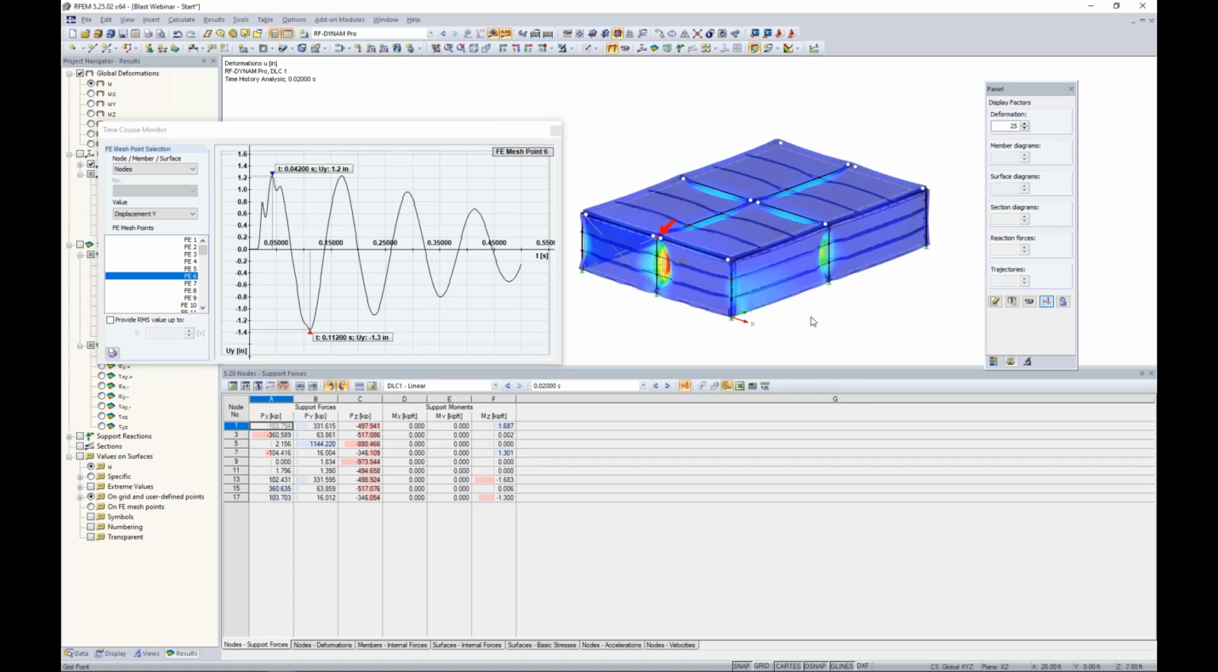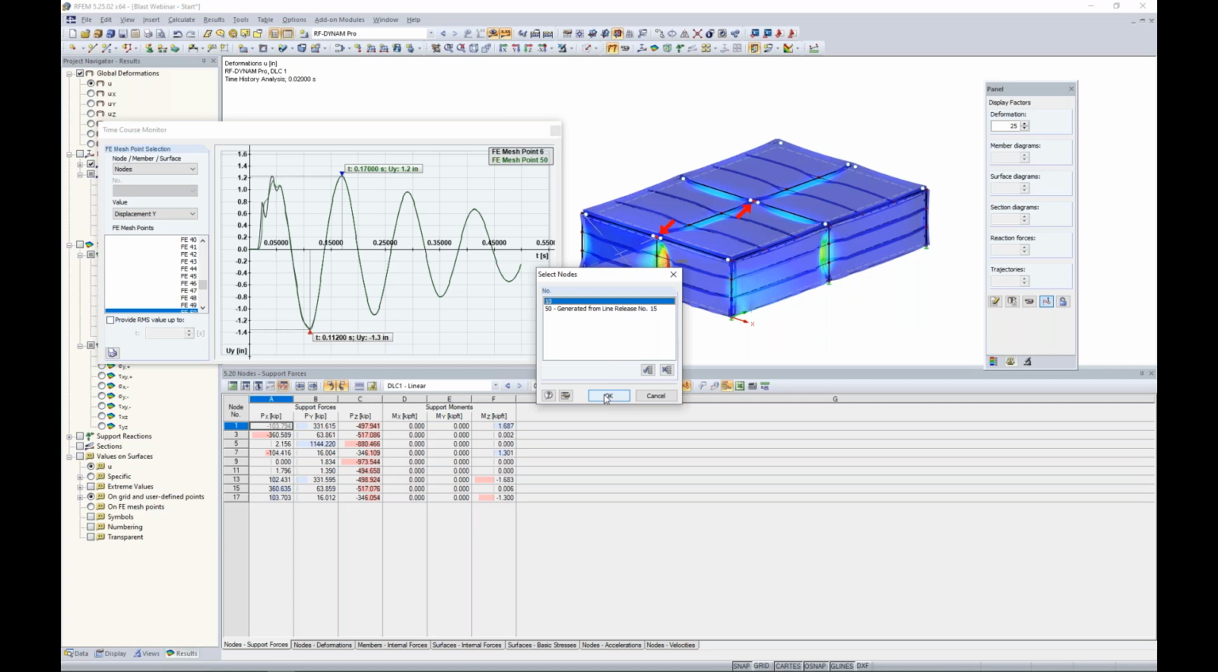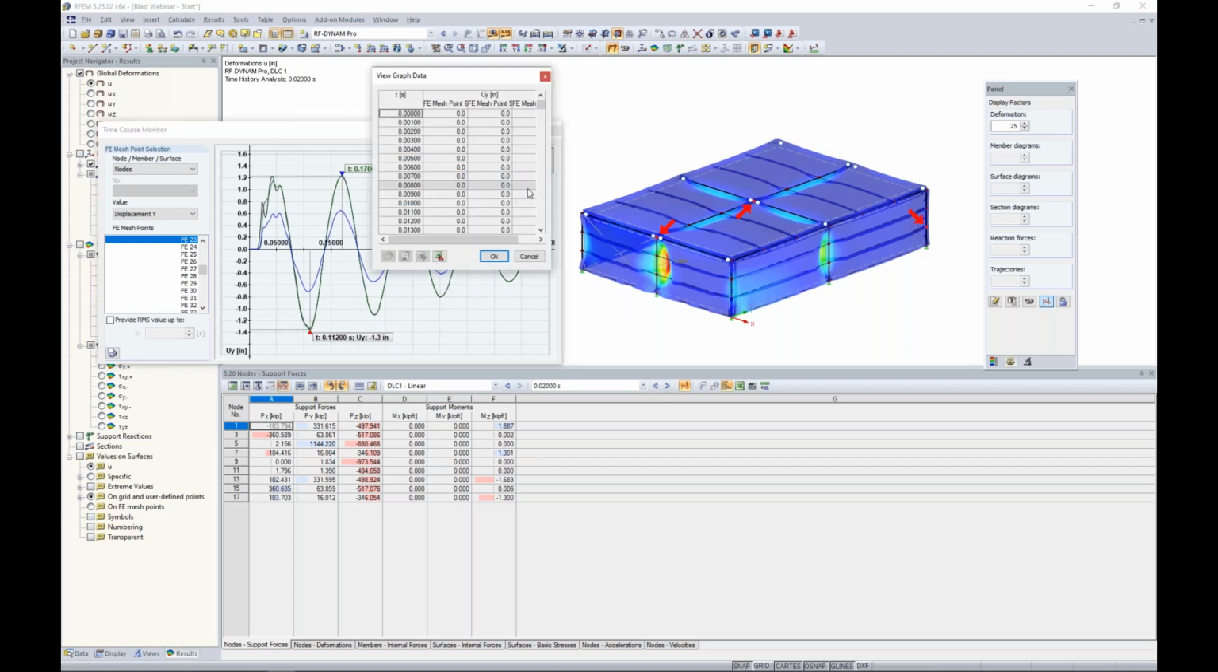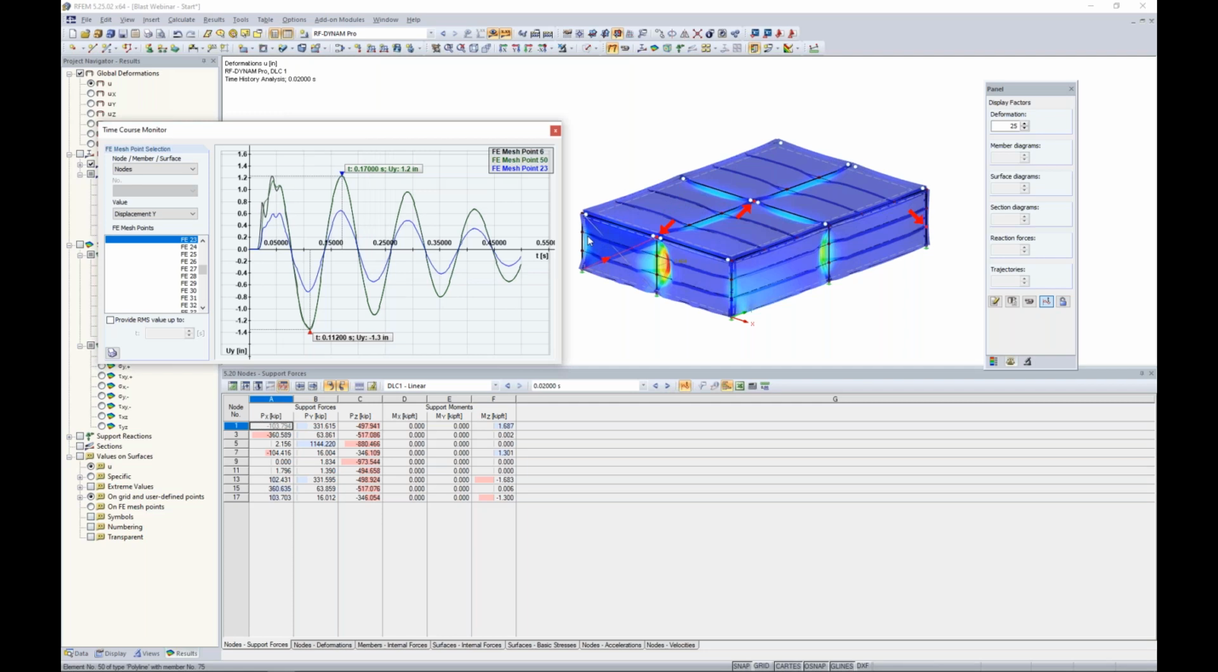We also have the ability to hold down our control key, and we can select multiple nodes if we'd like to generate them on this same time diagram. So you'll notice that those will just be overlaid here. We can right click, view these as numeric values, and we can export this information to Microsoft Excel as well. So it's pretty powerful what we can do within these various time course diagrams.